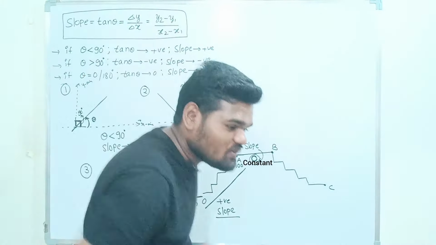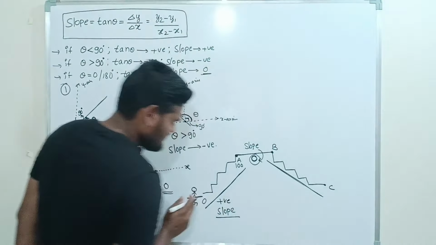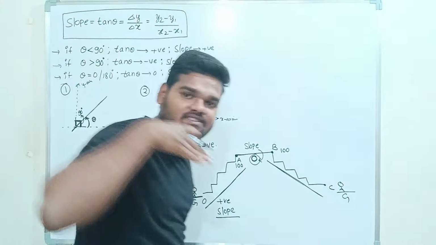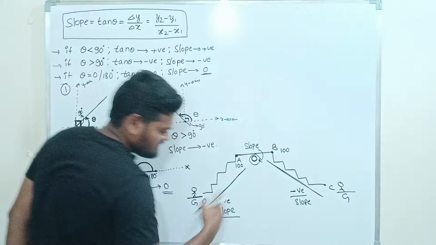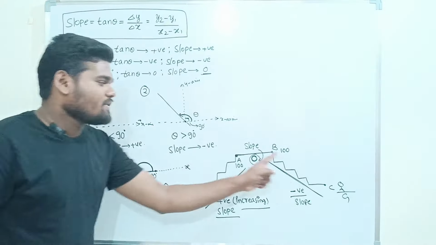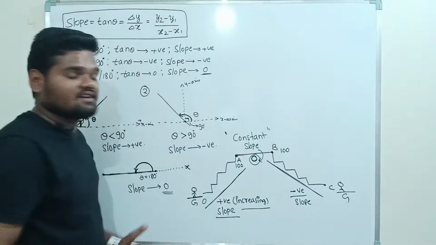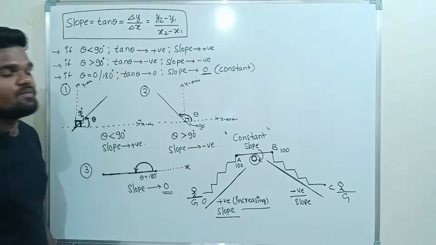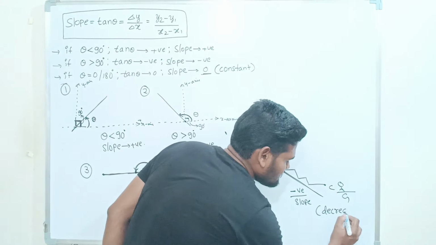From B to C, you can move very fast because the slope is decreasing. See, here 100 steps are there. From 100 to 0, again ground up. You can move slowly. Then the slope is decreasing. Then it is negative. Slope is negative. Here slope is increasing. Here slope is 0 means the slope is constant. Slope is 0 means slope is constant. Here slope is negative. That means slope is decreasing.